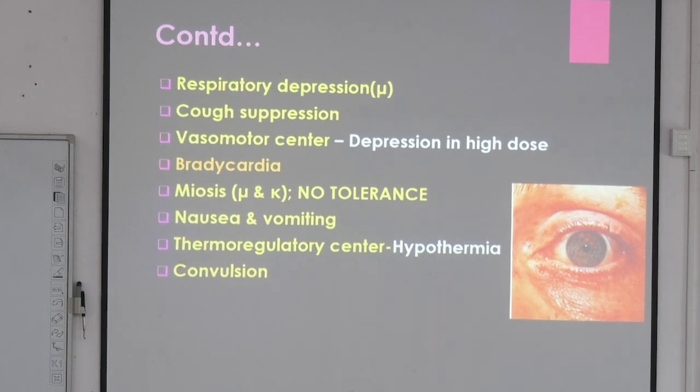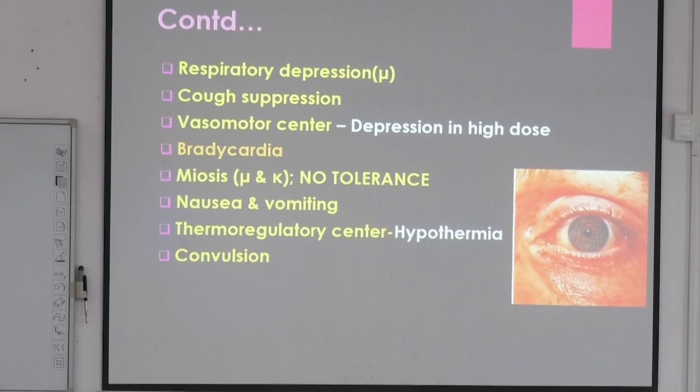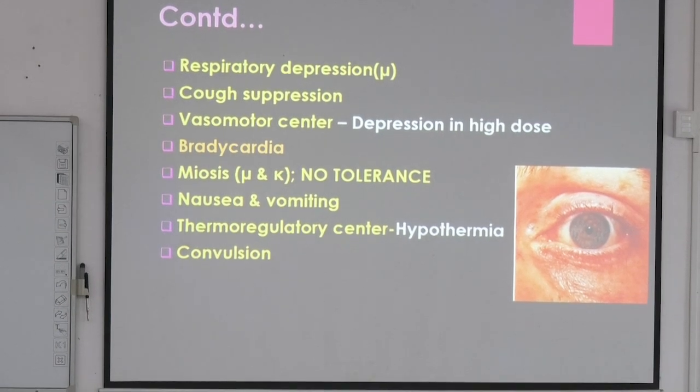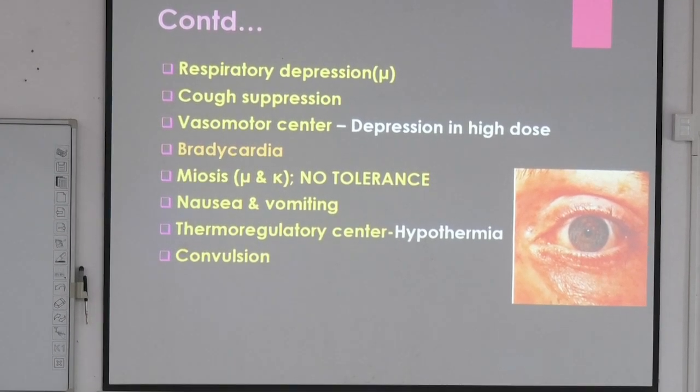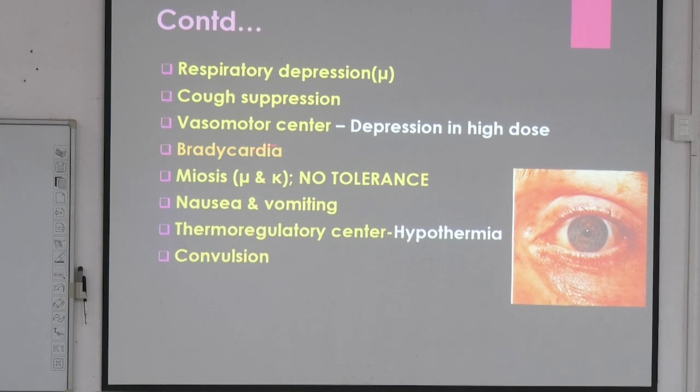Next is cough suppression, a central action. Next is the vasomotor center. It is also depressed in high dose. Vagal center will be stimulated. The effect of vagal center stimulation is bradycardia. Then meiosis, by mu and kappa receptor.